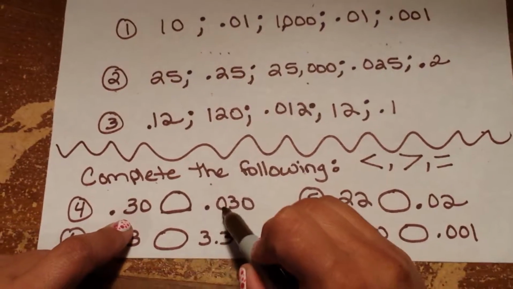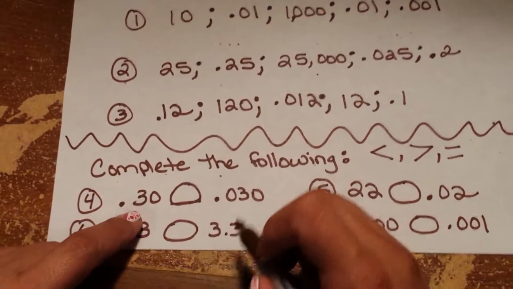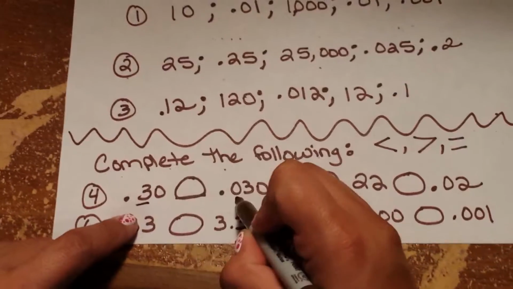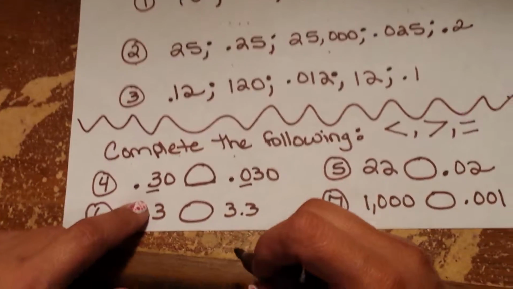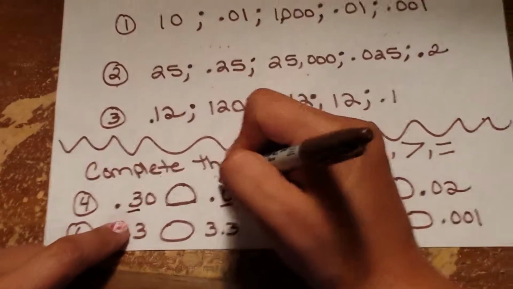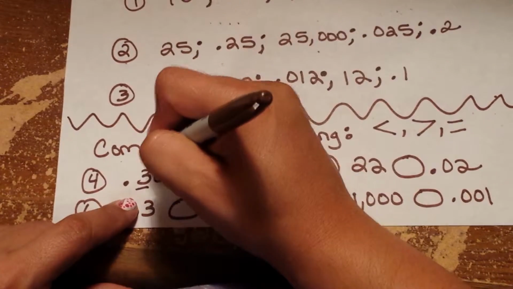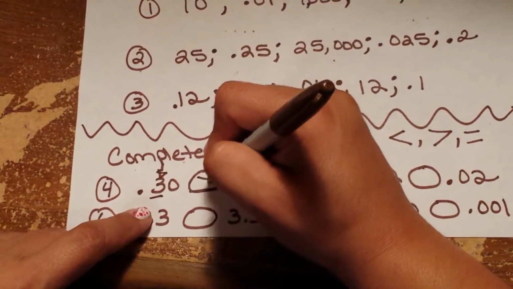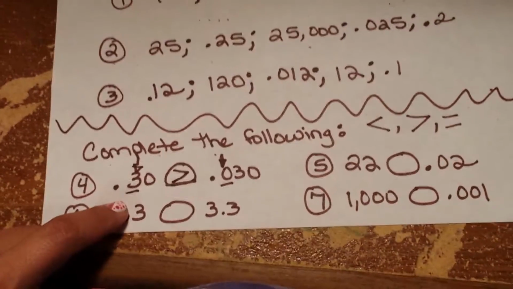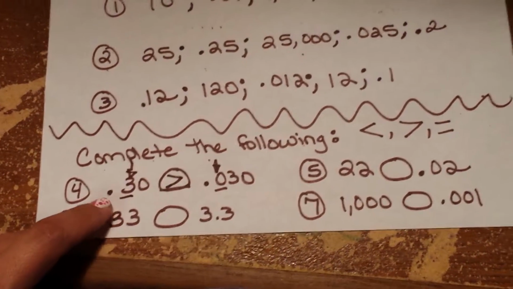0.30 and 0.030. They both have decimals. So let's do our place values. The first one after, we have a 3 and a 0. Which one is smaller, class? Good. The 0 is smaller than the 3. So therefore, 0.30 is greater than 0.030.